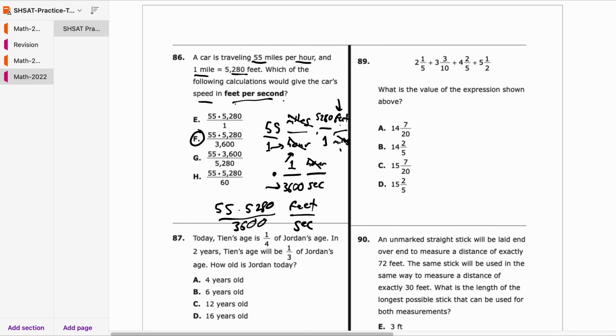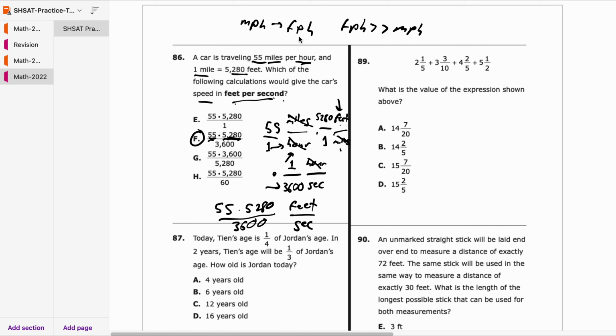I guess another way to think about it is that if we're going from miles per hour to feet per hour, we know that there are more feet than miles, right? So there's going to be a lot of feet per mile. And so we want to take that 55 miles per hour and multiply it by 5280, because that's going to get us a larger number. So that makes sense, right? Feet per hour is going to be much greater than miles per hour.